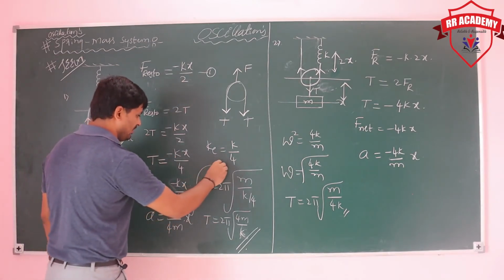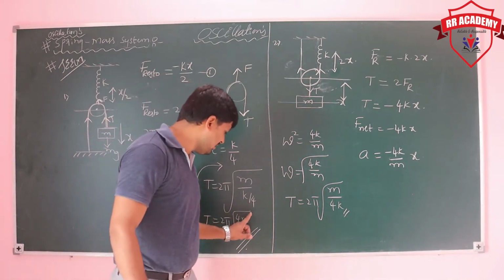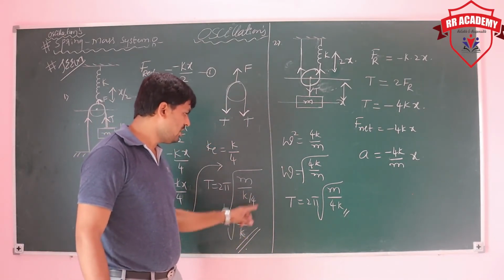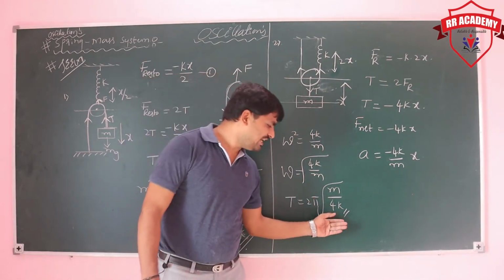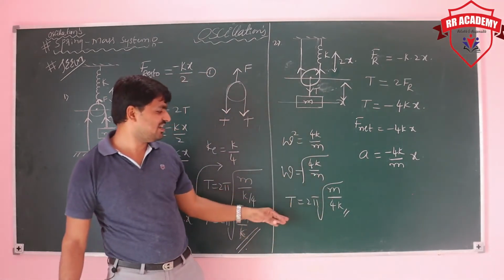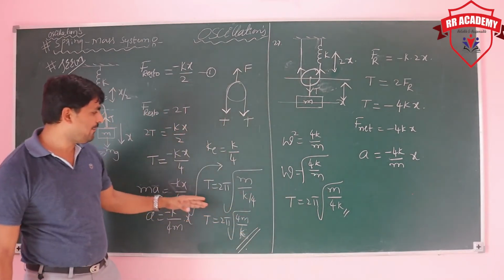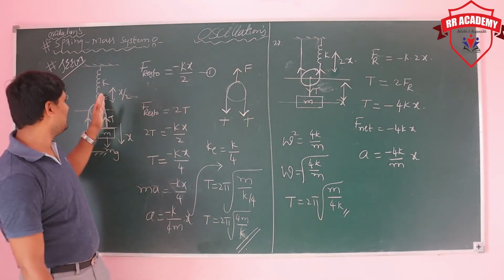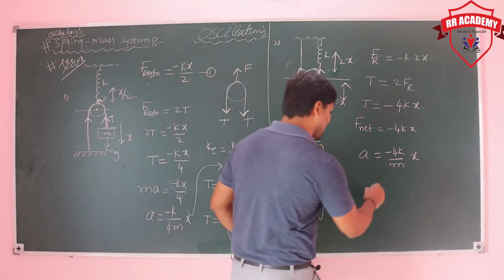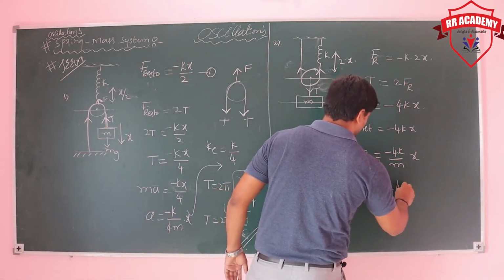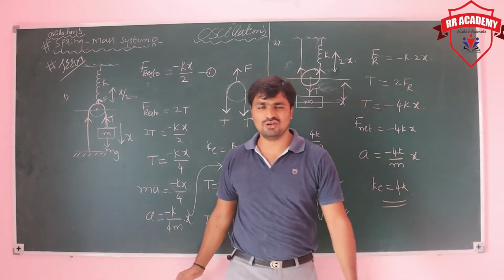Then the time period is going to be 2π√(m/4k), that is m by 4k. Very important, and also easy. See what happened here: if you connect like this, the k value is decreased by 4 times. If you connect like this, the k value is increased by 4 times.